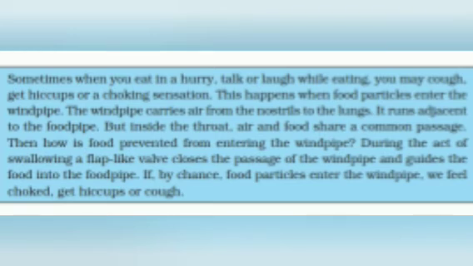So from wind, it enters by mistake into the windpipe. So windpipe, what does it do? It carries the air from nostril to the lungs. So it runs adjacent to the food pipe. मतलब windpipe and food pipe दोनों बाजू बाजू में होते हैं.